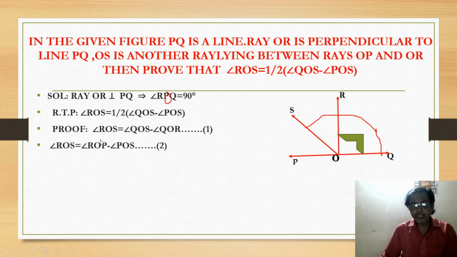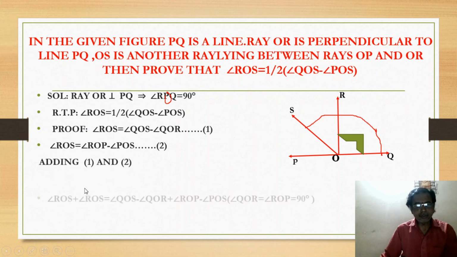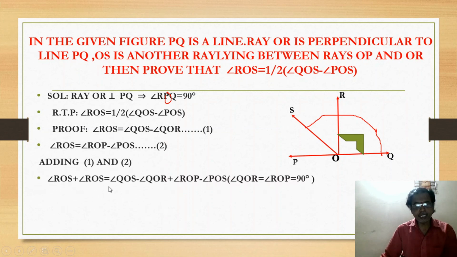Okay, so actually we have to add these two, children. Why? Because see here, ROS is equal to 1 by 2 times of angle QOS minus angle POS. So by multiplying this to this side, what do we get? 2 times ROS. By observing this proof, we can solve what we need. So by equations 1 and 2 we have to add. Adding 1 and 2, we get angle ROS plus angle ROS is equal to angle QOS minus QOR plus angle ROP minus angle POS.